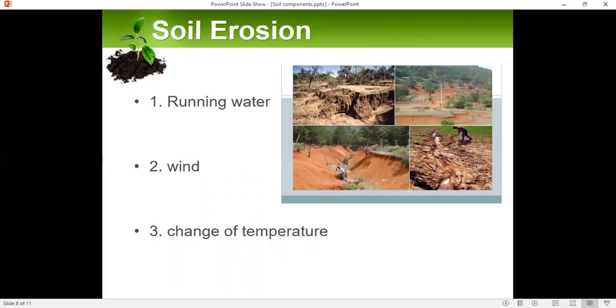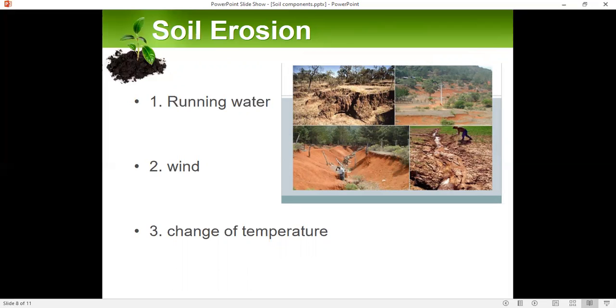So sometimes soil erosion occurs to the soil. It's a problem, but the factors that affect soil erosion are running water, wind, and change of temperature. All these factors cause breaking down of rocks. So running water, wind, and change of temperature break down the rocks into small pieces, causing soil erosion.